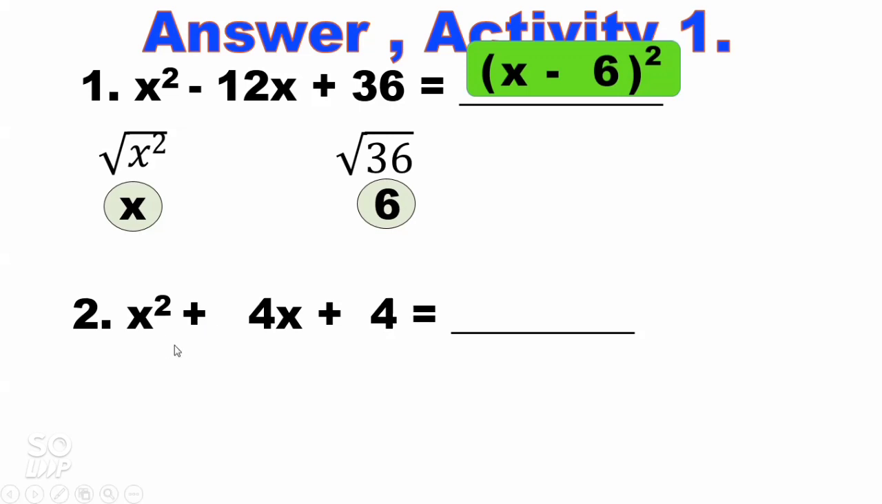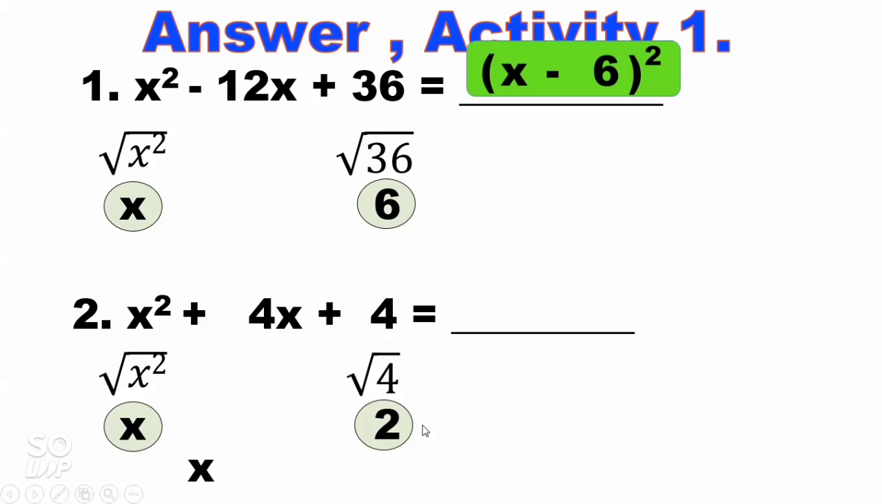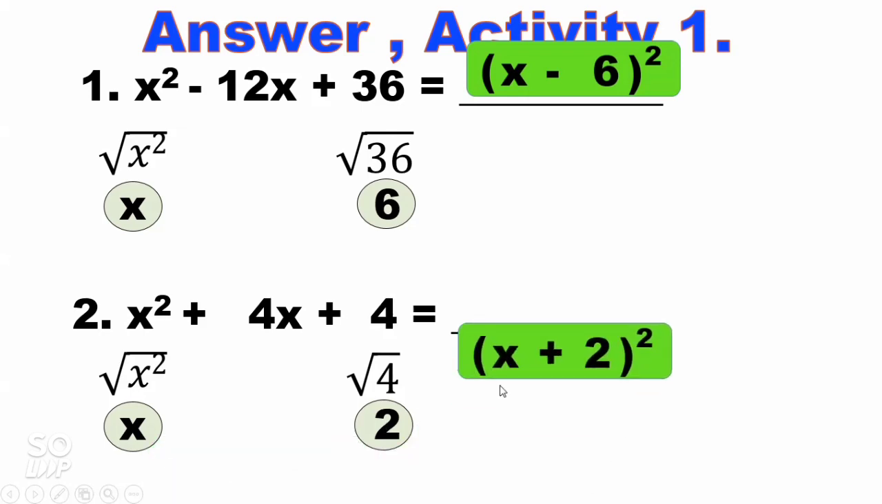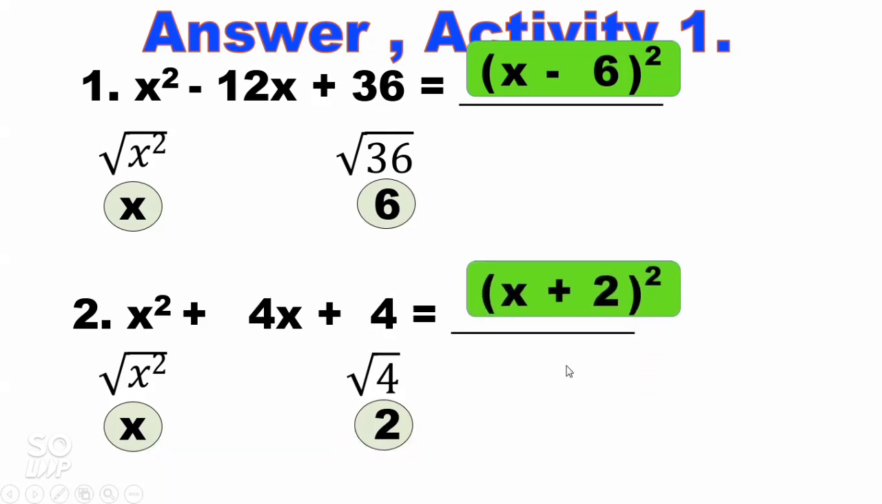Okay, next number 2, we have x squared plus 4x plus 4. First step is square root of the first term and square root of the last term. Square root of x squared is x, square root of 4 is 2. And then, we have the x and 2, then x plus 2, enclosed with parentheses, in the square. Okay, kokopyahin lang natin yung result. And then now, we have the square of a binomial.